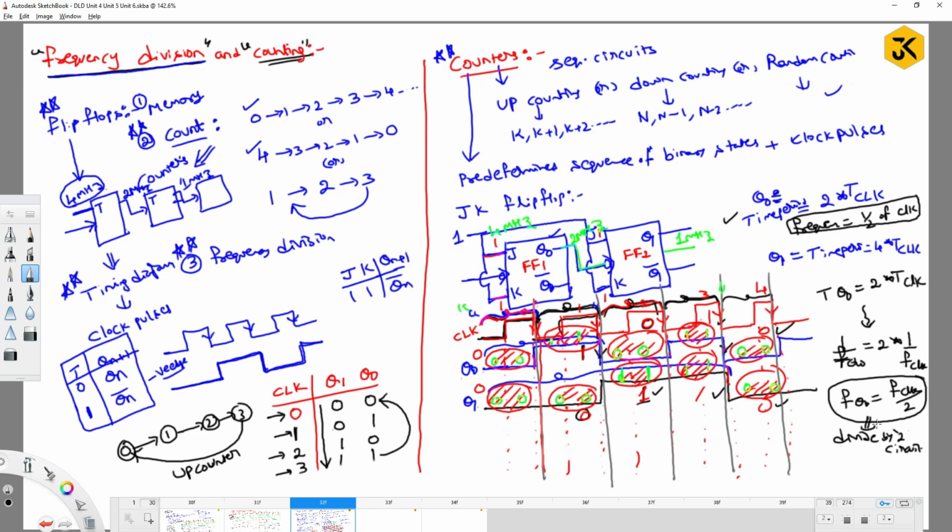Frequency, right? So if I am going to have further flip-flops, how many values is it going to count? 4 values it is going to count. If I am going to have two flip-flops, it is going to count 4 numbers. If I am going to have 3 flip-flops, it is going to count 8 numbers. Those 8 numbers are from the range of 0 to 7.